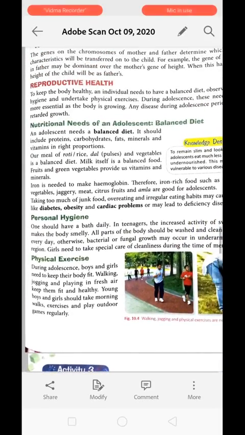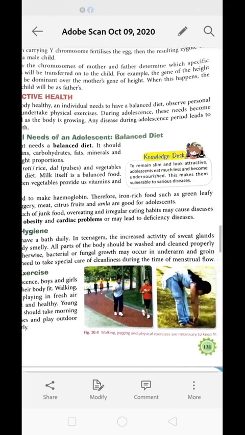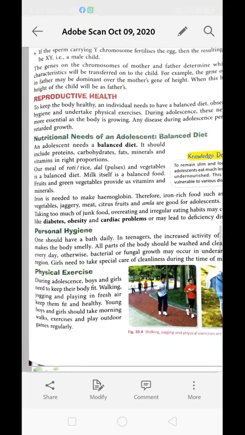An adolescent needs balanced diet. It should include protein, carbohydrate, fat and minerals, vitamin in right proportion. Iron is needed to make hemoglobin. Therefore, iron rich food such as green leafy vegetable, jaggery, etc. should be taken by adolescents. Taking too much food, junk food, can cause diabetes, obesity, cardiac problem, etc. Our daily meal, that is roti, rice and dal, etc. are balanced diet. Milk in itself is also a balanced diet.